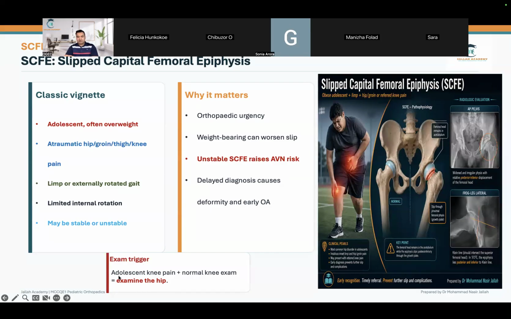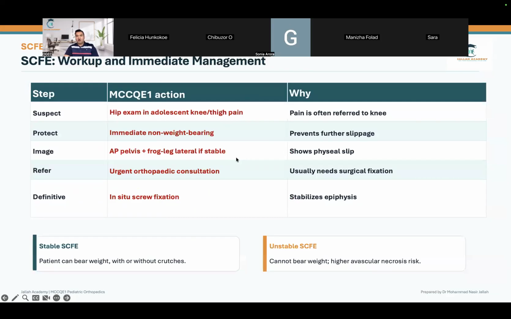The exam trigger: adolescent knee pain with a normal knee exam. The patient has knee pain, but no pathology is found. When you do the x-ray, you cannot find anything in the knee itself. So examine the hip. Always, if you have anyone with any joint problem, especially the knee, check one joint above and one joint below.